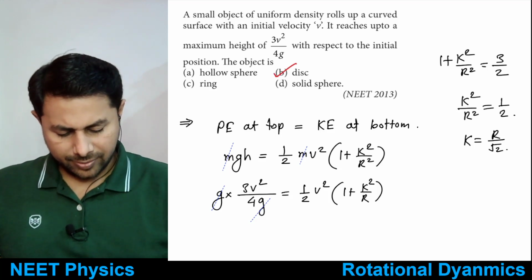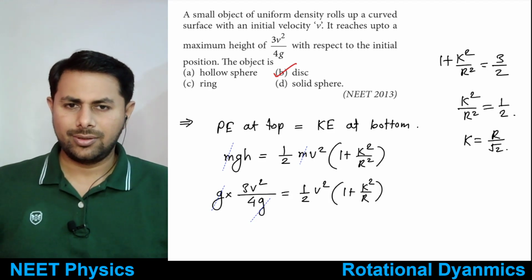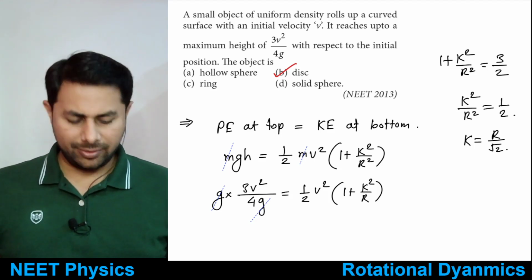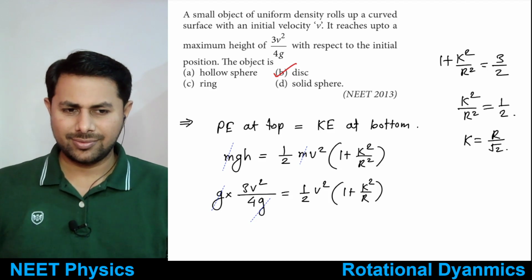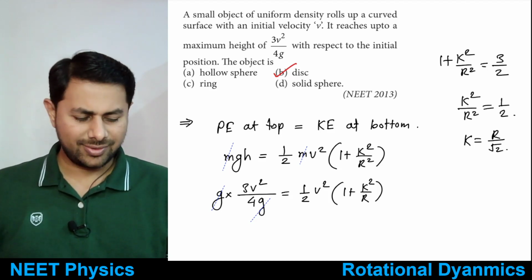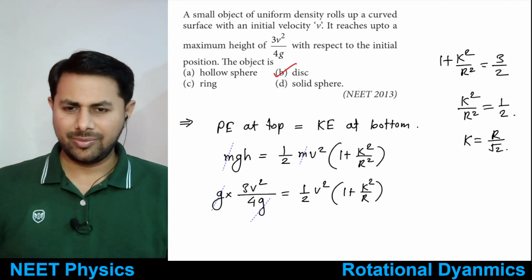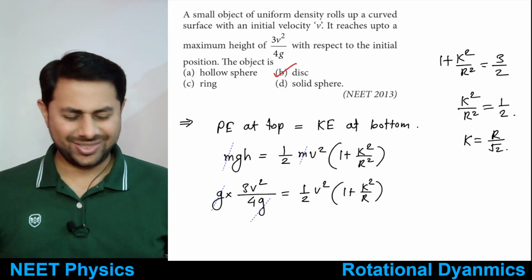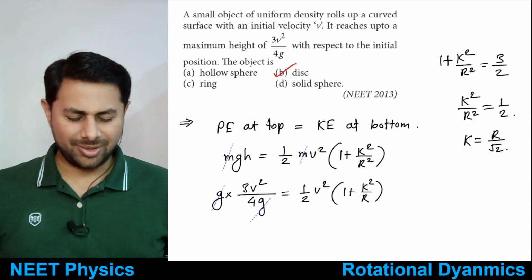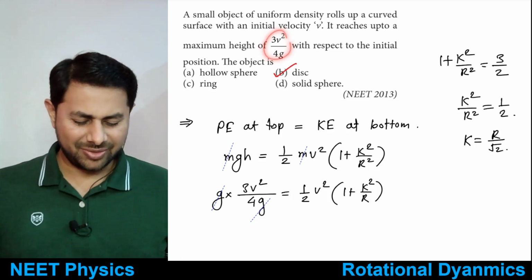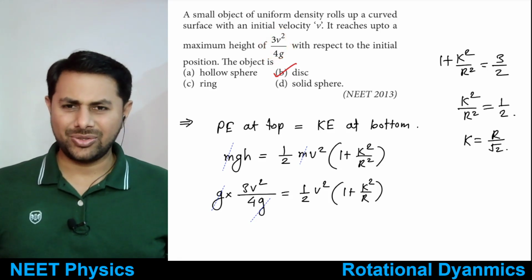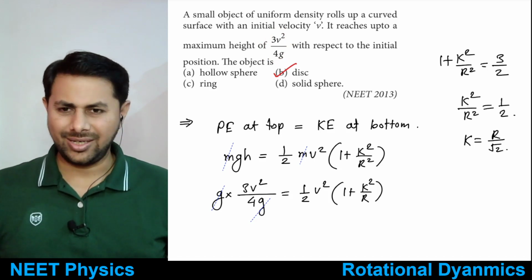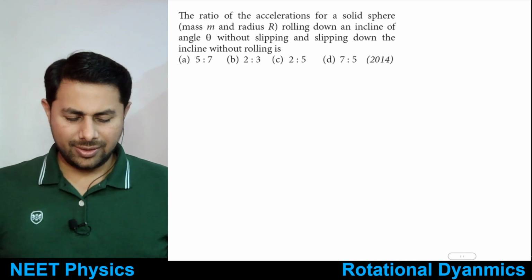So it is a disk, right? Very simple. But this thing should click. That's the point, right? Otherwise, if the height is given, then which object is that? So it's not that difficult, right? Okay, let's see the next one.